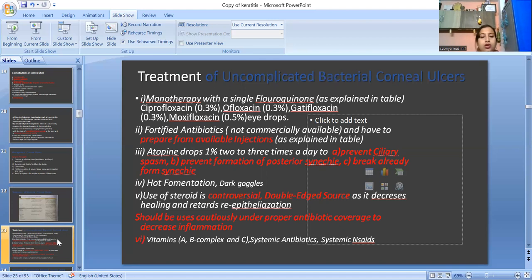Hot fomentation, dark goggles, or other treatment options can be used. Use of steroid is controversial. It is a double-edged sword, as it decreases healing and delays epithelialization. But it is controversial. It should not be used in bacterial corneal ulcer, or should be used cautiously under proper antibiotic coverage to decrease inflammation. Vitamins A, B, and C can be given, and systemic antibiotics and systemic NSAIDs can be given accordingly.